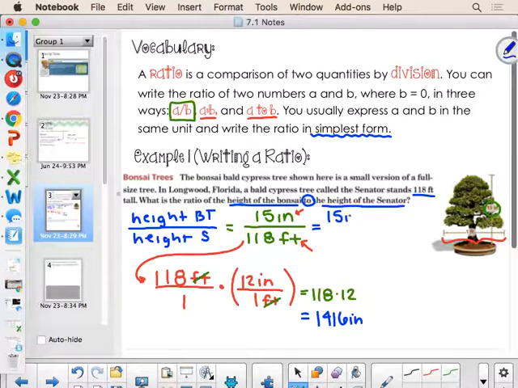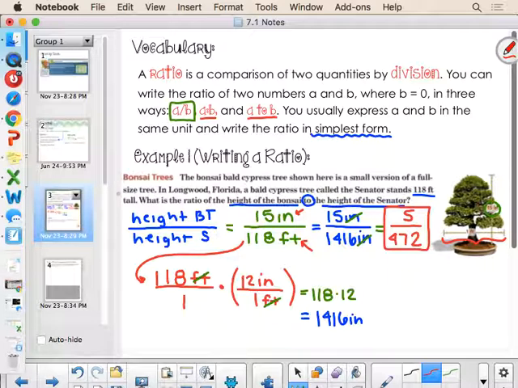So I'm now going to plug that in. Now we have 15 inches divided by 1,416 inches. And then we need to simplify this, okay? When doing a ratio, we no longer need units. Notice that they cancel each other out because they are now the same. So a number that goes into both 15 and 1,416 is 3. So this simplifies to 5 over 472. So here is the ratio of the height of the bonsai tree to the height of the Senator. Note that we can also write this as 5 colon 472. This is also an acceptable answer.